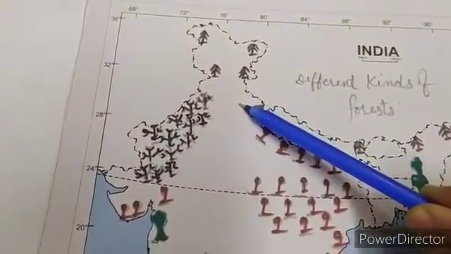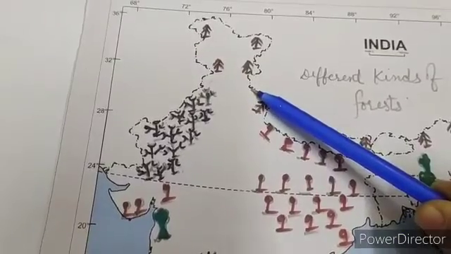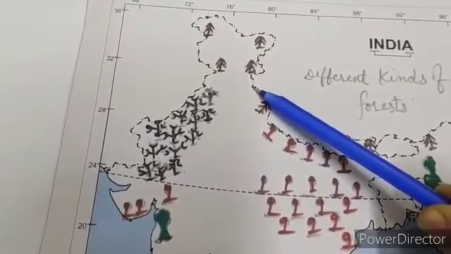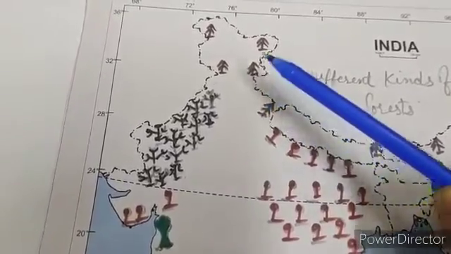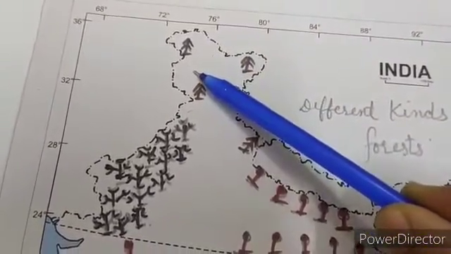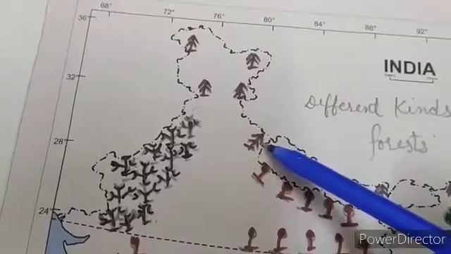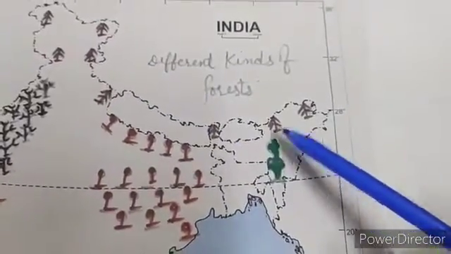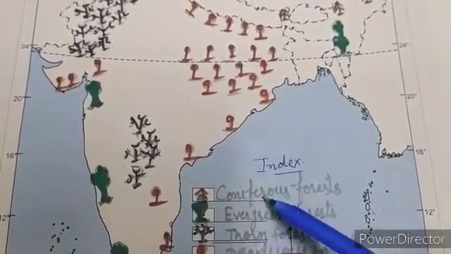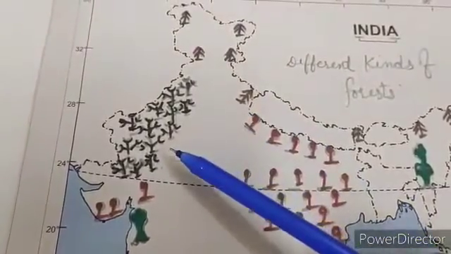At first, coniferous forest, and these are also called mountain forests. These forests are found mostly along the slopes of the Himalayas mountains. Okay, so clear? So you can see the shape of coniferous forest. You have to make the shape here and you have to write coniferous forest.